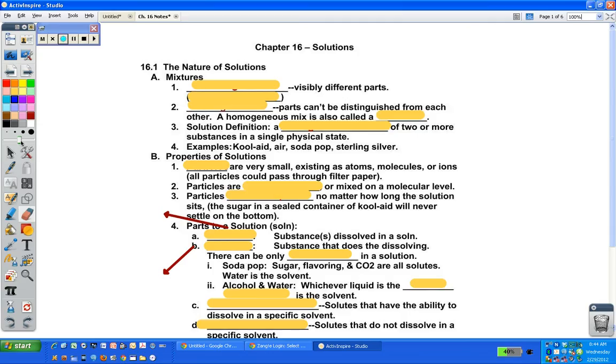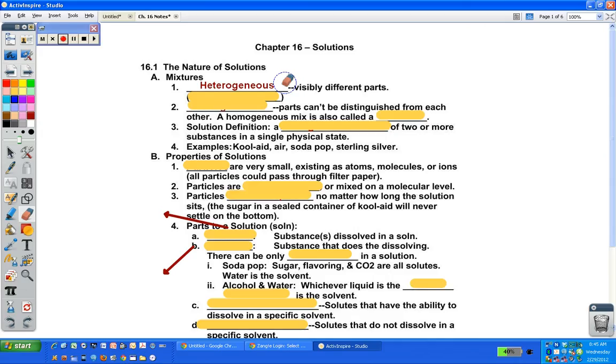So first thing we have to define with solutions are mixtures. There are two major kinds of mixtures. The first one is heterogeneous. Heterogeneous is when you have visibly different parts.